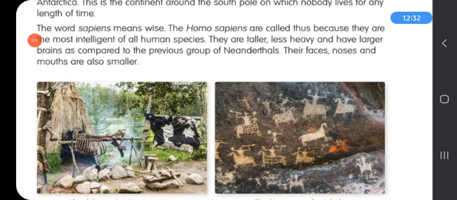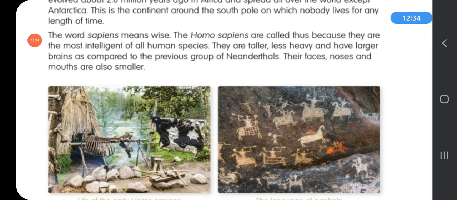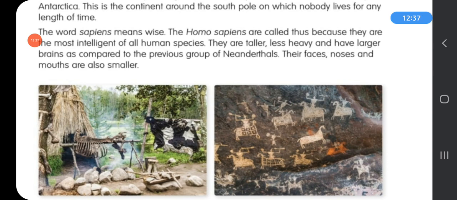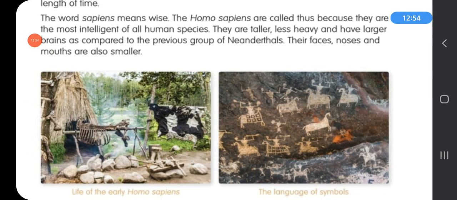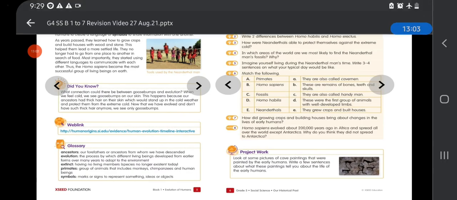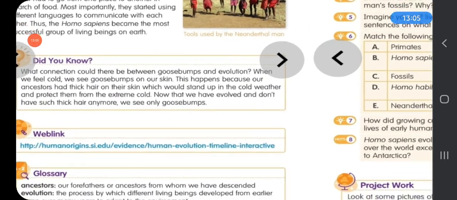Wise. Try to make questions from every line. The Homo sapiens are called thus because they are the most intelligent of all human species. Which group of humans is most intelligent of all human species? Homo sapiens. And their features: they were taller, less heavy, and had larger brains as compared to the previous group of Neanderthals. So in this way you need to study the whole chapter properly and read from Did You Know also.